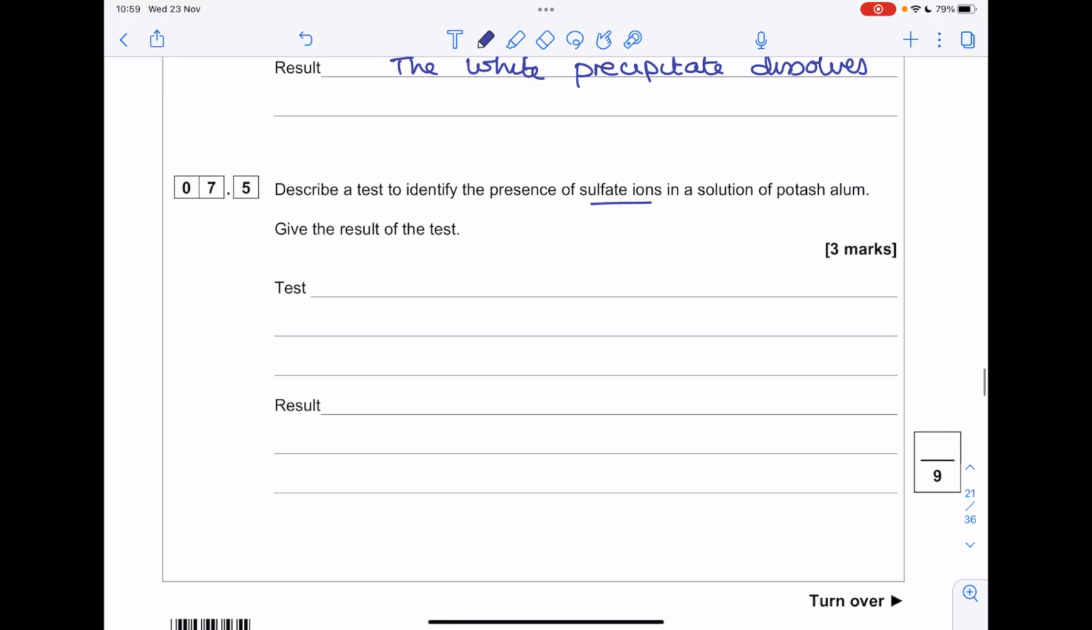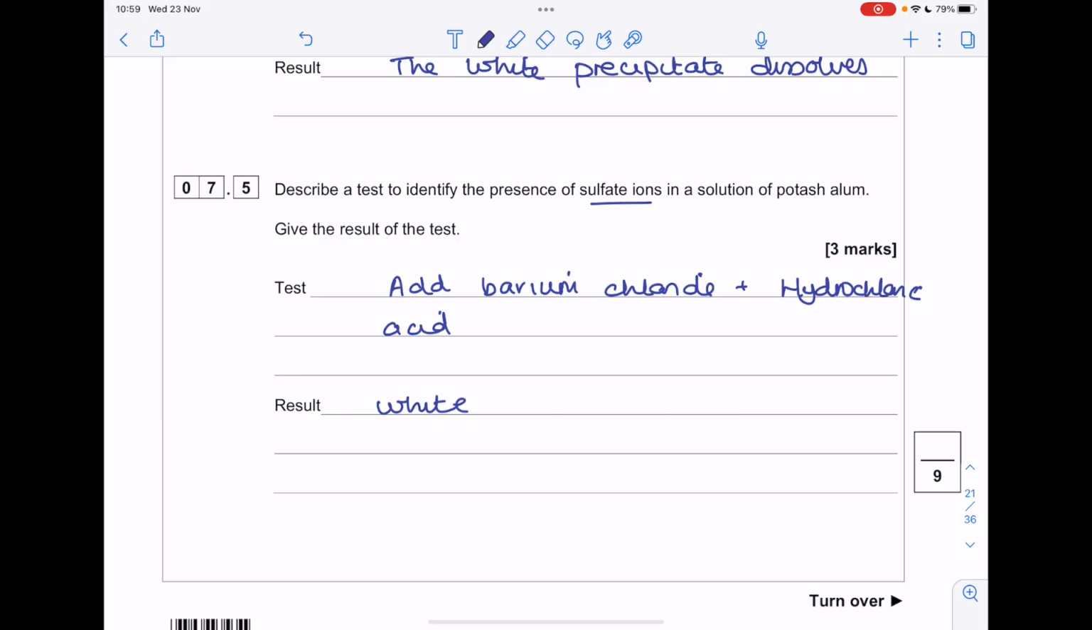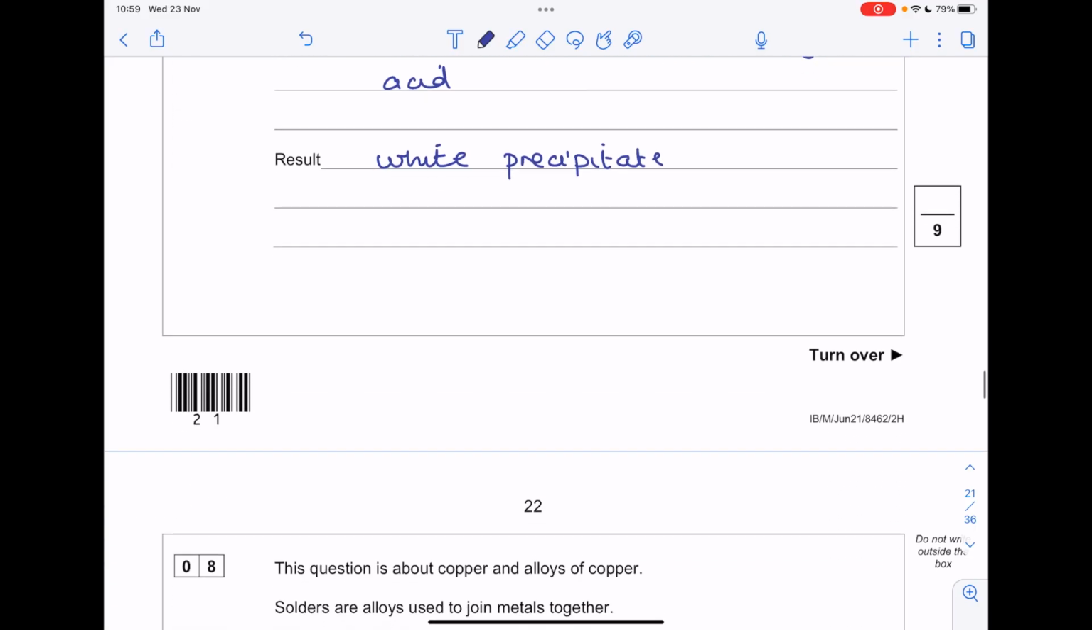Describe a test to identify the presence of sulfate ions. Give the result of the test. You have to learn all these tests. So your reagent this time is barium chloride and hydrochloric acid. And this time you should see yet again a white precipitate, which will be barium sulfate. So yeah, if you see a white precipitate, it means you have sulfate ions.